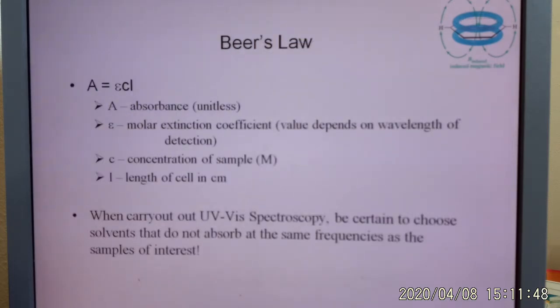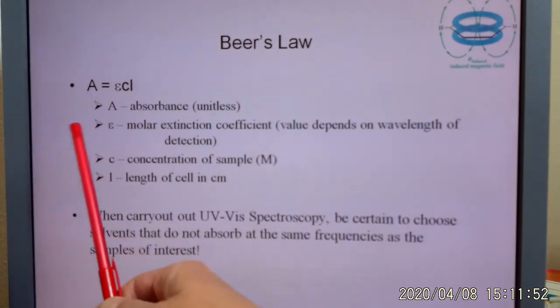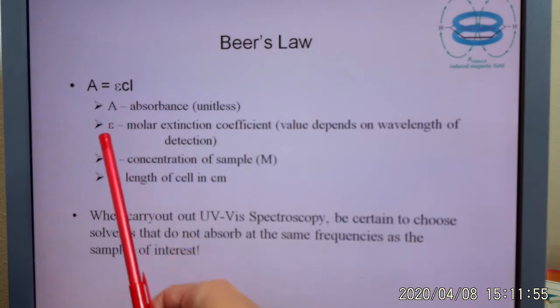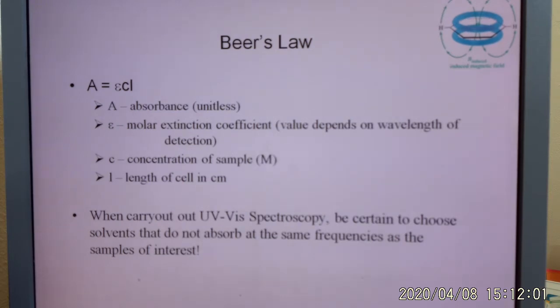If you know Beer's law, the absorbance that you detect is going to be equal to epsilon C L, where epsilon is your extinction coefficient. Remember, that value is dependent on the wavelength of detection. For the same compound, if you're looking at 400 nanometer wavelength versus 600 nanometer wavelength, you will have a different molar extinction coefficient. C is the concentration of sample in molarity, and L is the length of your cell.